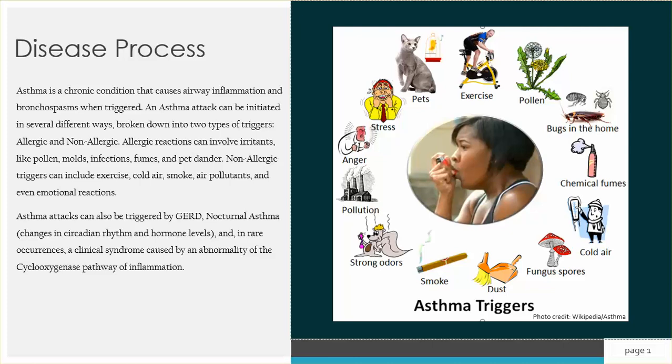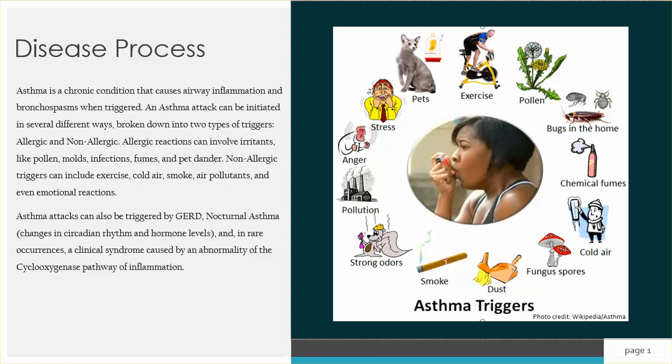The disease process of asthma is a very common chronic condition that causes bronchospasms and airway inflammation and is often categorized into two types, allergic and non-allergic. Allergic reactions can involve irritants such as pet dander, perfumes, infections, pollens, and molds. Non-allergic triggers can include anything from cold air, smoke, air pollutants, exercise, and even emotional stress.